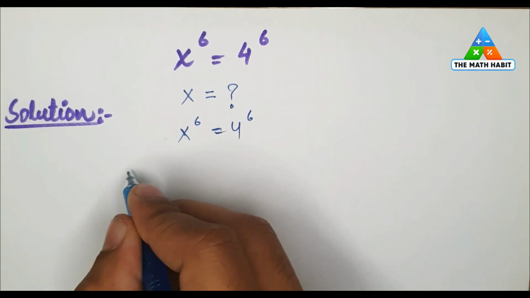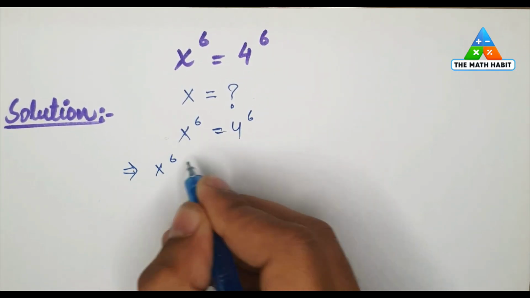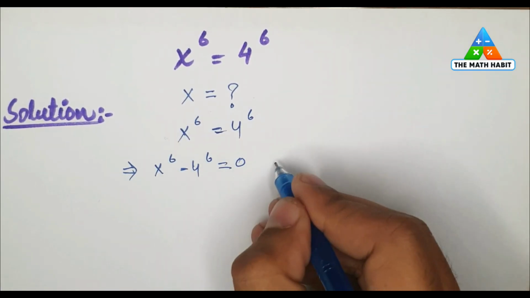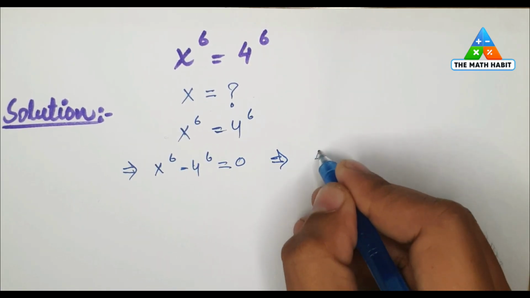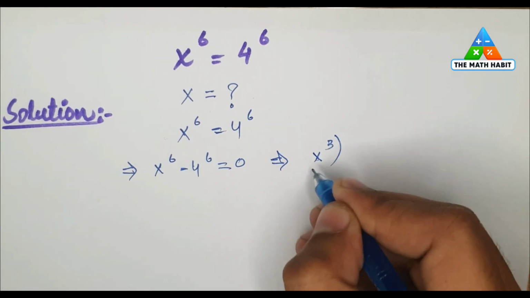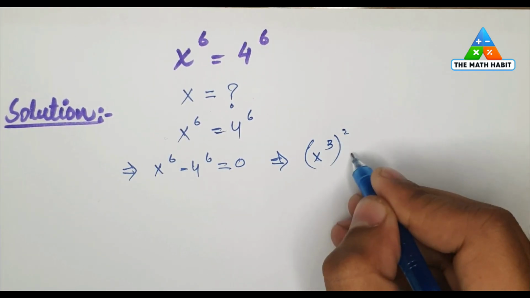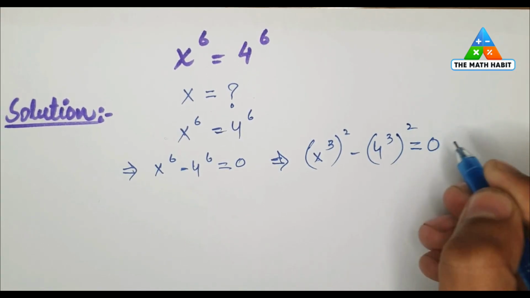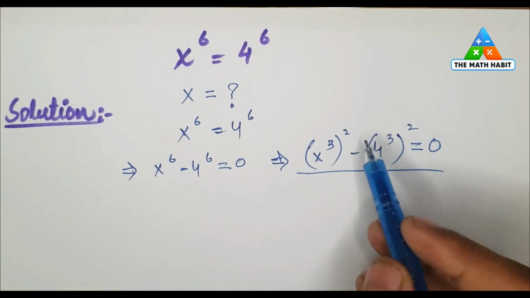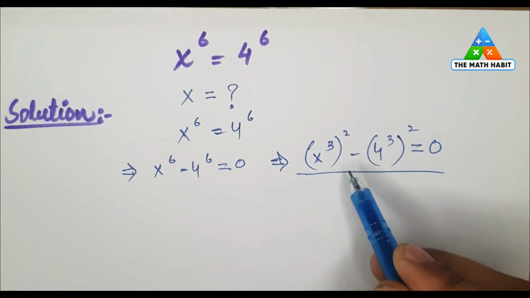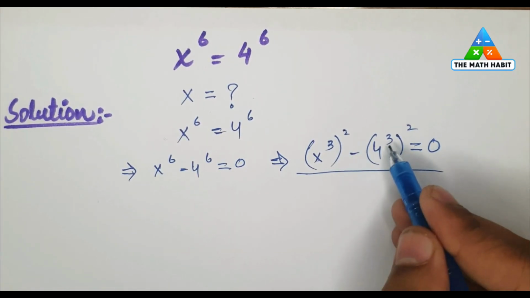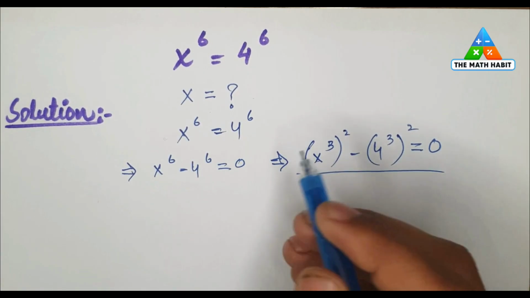equation as x power 6 minus 4 power 6 is equal to 0, and we can write this as (x cube) whole power 2 minus (4 cube) whole power 2 is equal to 0. I have written this according to the exponent rule, that 3 into 2 is equal to 6, and 3 into 2 is equal to 6 here again.